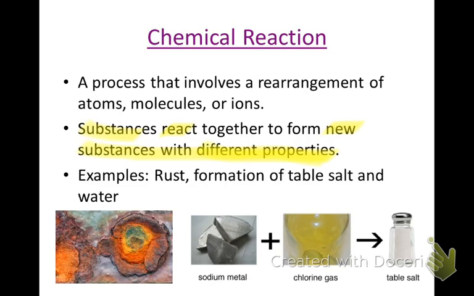For example, rust. Rust is formed by oxygen and iron that react together, but it has different properties both than iron and oxygen. And another example, which is more clear for you, table salt. You are used to eat table salt, but it is formed by sodium metal and chlorine gas. And for sure you don't eat neither sodium metal nor chlorine gas. So the properties of what is formed are completely different than the properties of what react.